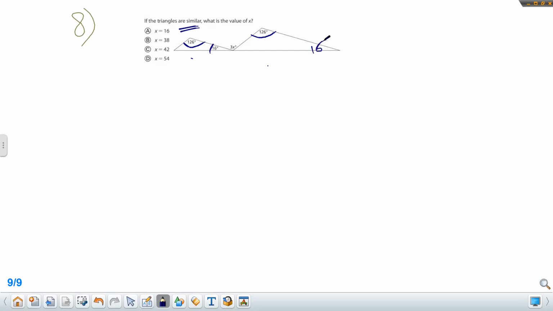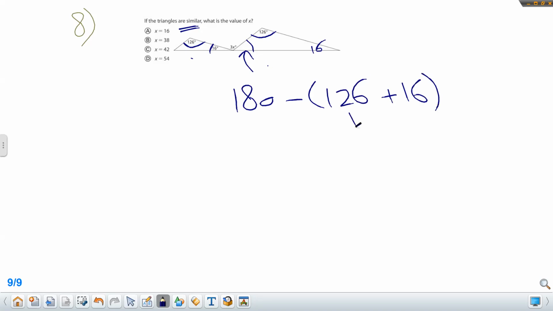Okay, but the remaining angle, how to find it? It's easy, 180 minus 126 plus 16. The sum of them will be 142. 180 minus 142, it will be 38. Okay, but what about the value of x?